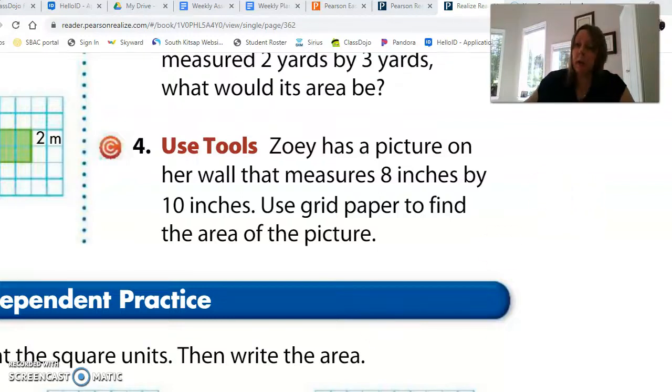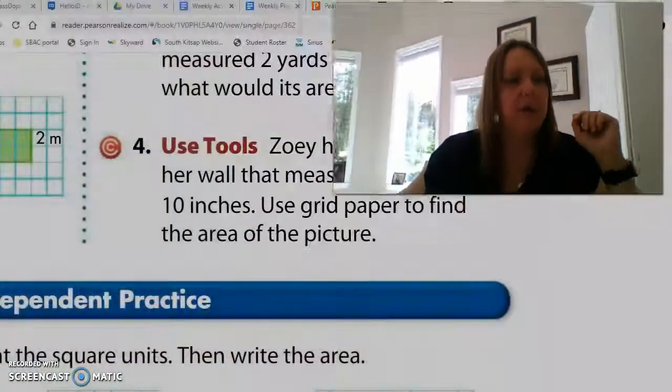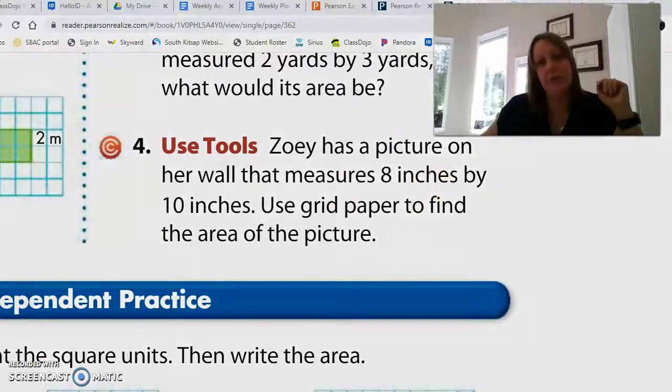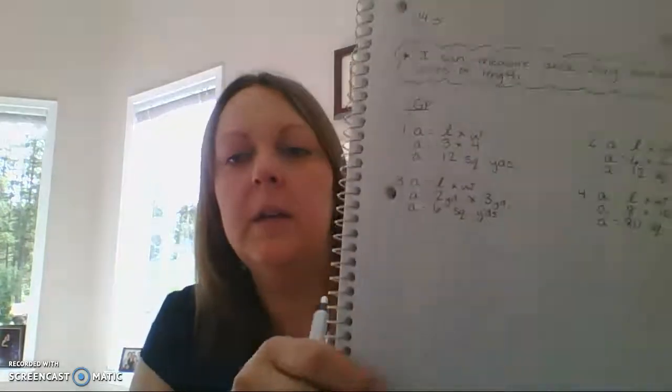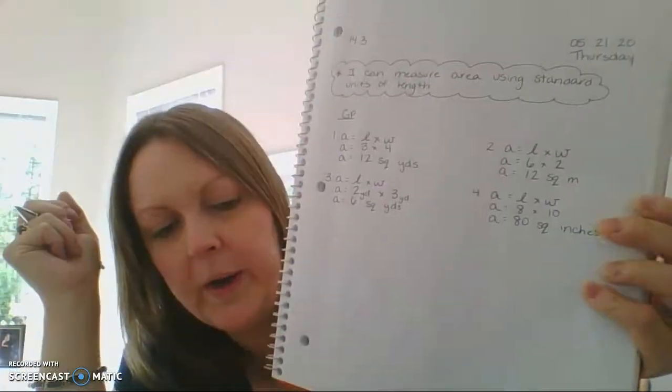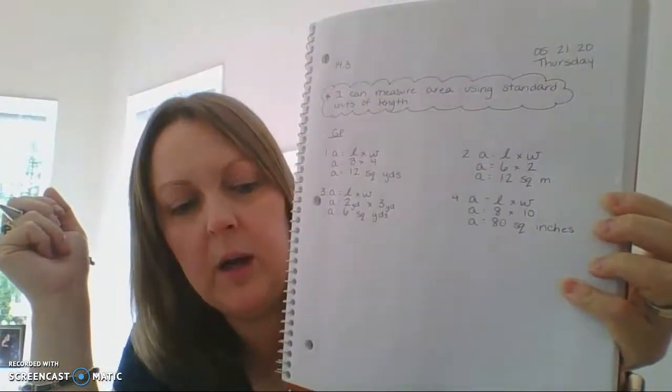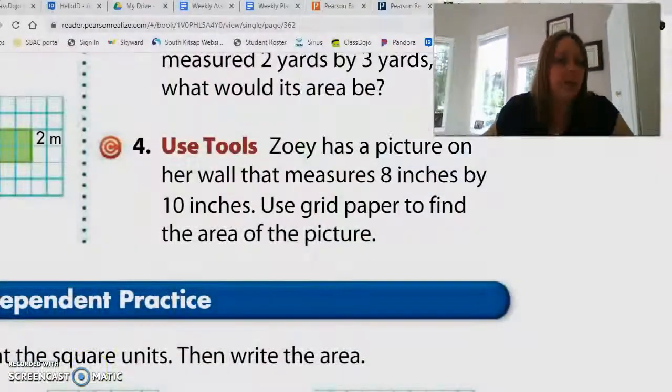Now, if you have grid paper, you are more than welcome to draw this. So if I say 8 times 10 is, good job, 80 square. And this is why it's nice to have a book next to me. Oh, inches, because I already forgot my unit. Inches. And the area is 80 square inches. Good job.